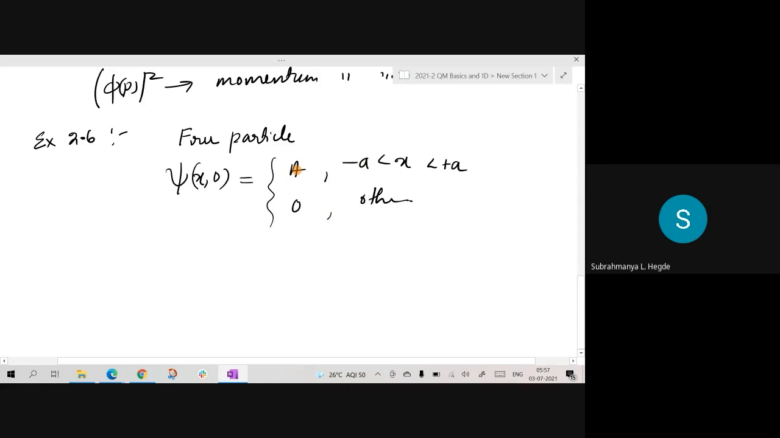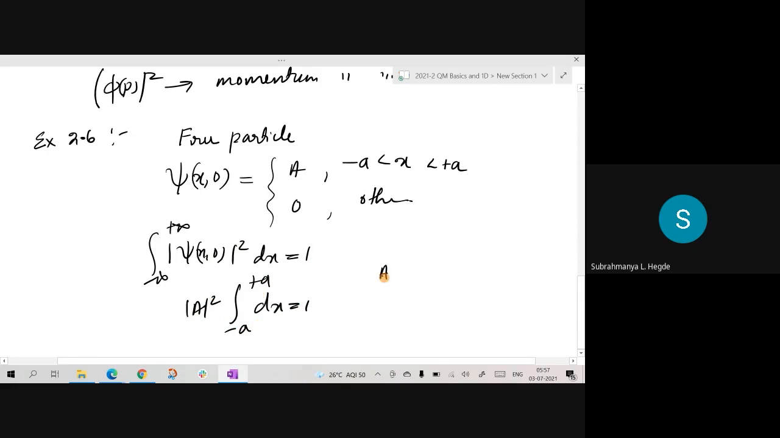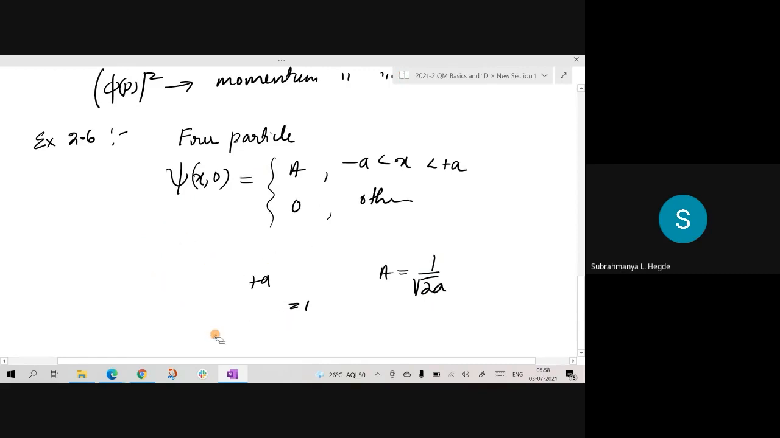When you normalize, can I write directly? Again, you have to normalize this one. Mod psi of x comma 0 whole square, integral from minus infinity to plus infinity dx, is equal to 1, but this will be mod A square integral from minus a to plus a dx is equal to 1. What is A? 1 by root 2a. Can you do this normalization as earlier? Let me write it very directly. Is that okay? Any question? Let me write, this is the normalized wave function, 1 by root 2a.